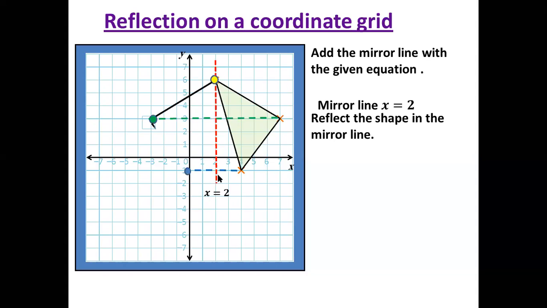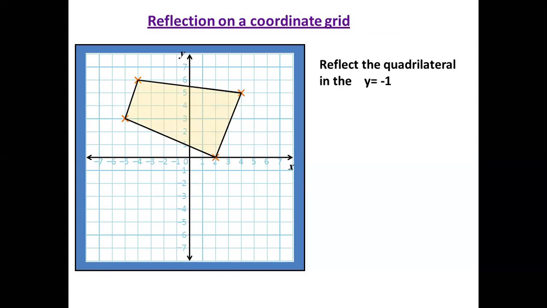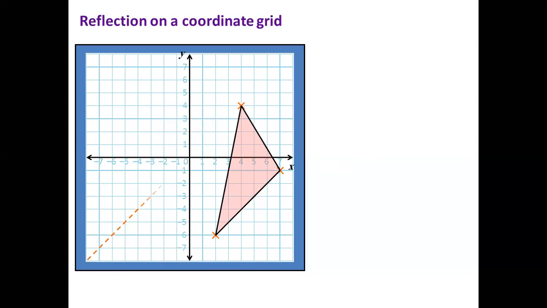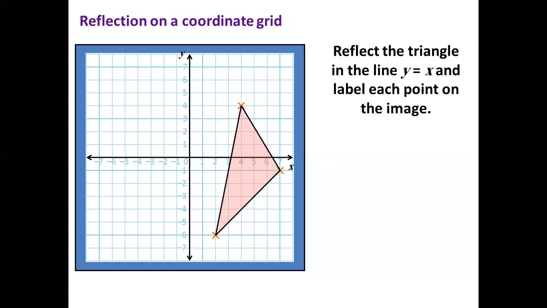Now I will connect the points in between. Here y equal -1. I will determine where y equal -1 is. This is the mirror line. I will count how many units, there's 1, there's 6. So I will count how many units only, that's it. Then I will connect the points. Now, reflection at y equal x here, guys. Look at this example, it's so important.